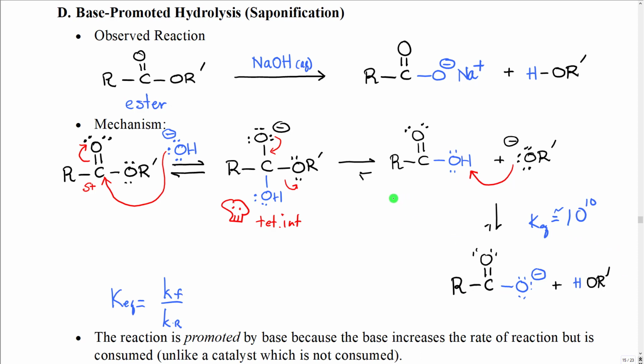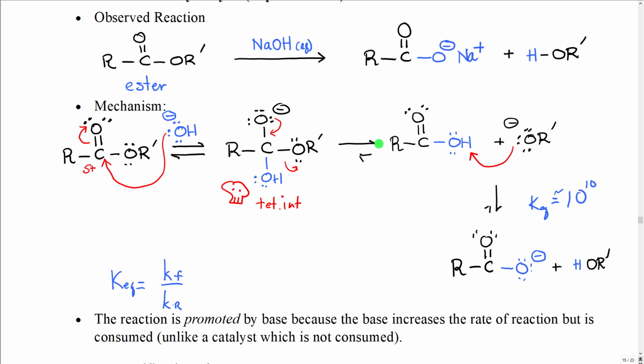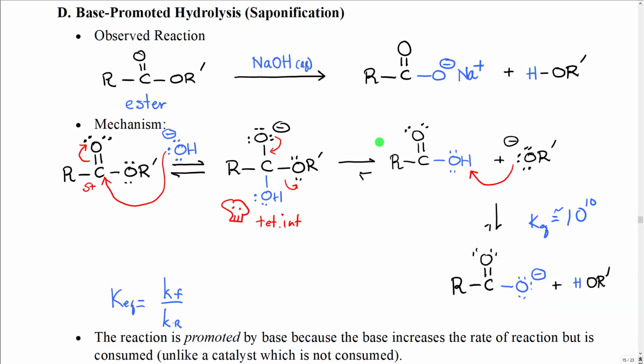Now, this is called a base-promoted reaction because unlike a catalyzed reaction, where the catalyst one, makes the reaction go faster, but two, is not consumed by the reaction, in a base-promoted reaction, we do need the base in order to make the reaction go faster. So just putting water in would not cause this reaction. If we put water in at neutral pH, the ester would be stable for a long period of time. The water would be too weak of a nucleophile to do this first reaction at any significant rate.